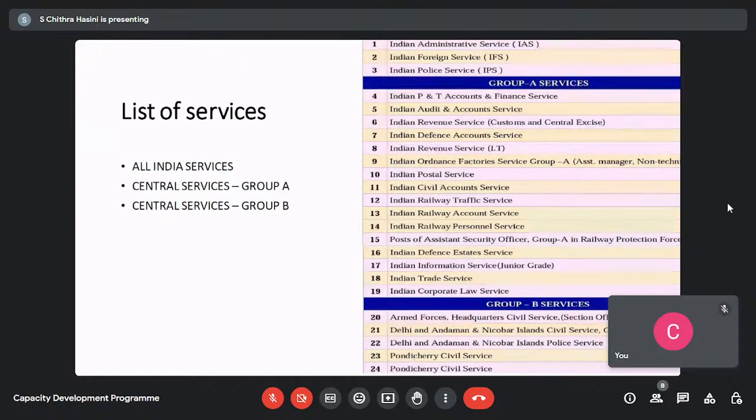Now, what are the services given in the civil services? We have three categories of services. First come the All India Services: the Indian Administrative Service, that is IAS, the Indian Foreign Service, that is IFS, and the Indian Police Service, that is IPS. Then come the Group A and Group B categories, which I have shown you on the slide. These services are ranked in order, and I have presented them in order. According to the rank of the candidate, they will give the services.